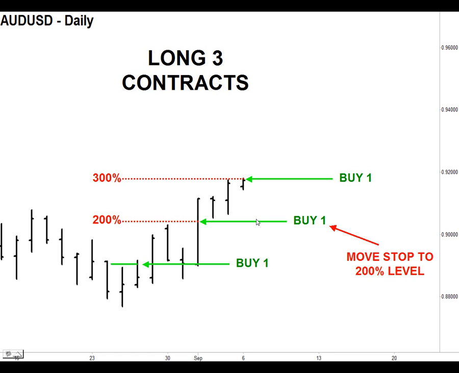Now this is the maximum amount of contracts or lots we'll purchase, 3 lots. So where do we exit? Well, seems very obvious now. Once we get to the 400% range extension, that's where we get out.